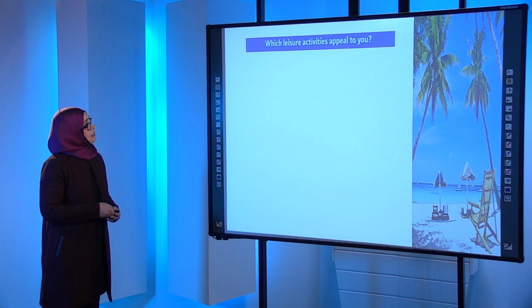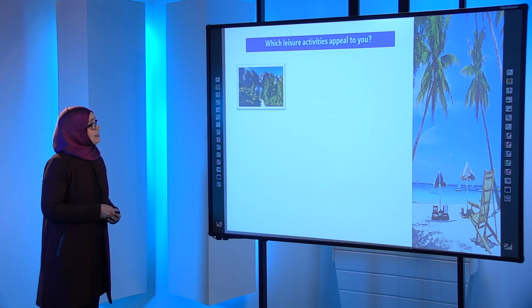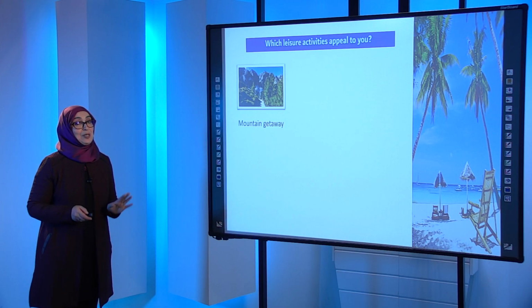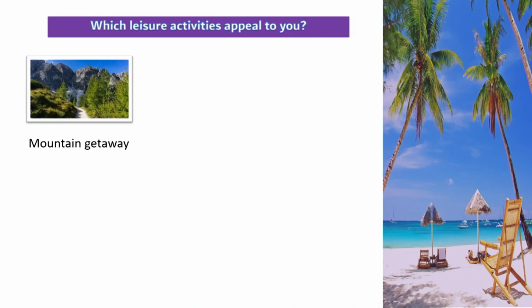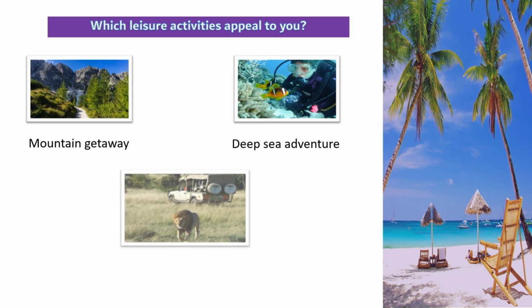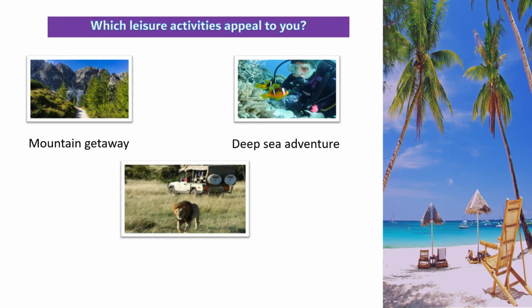Now, let's see which leisure activities the travel agent suggested. He suggested a mountain getaway, but Anna refused because she's afraid of high places. He also suggested a deep sea adventure, but poor Anna, she's afraid of sharks. Who isn't? Of course, sharks are scary. Then he suggested a safari campout, but she didn't like it either.